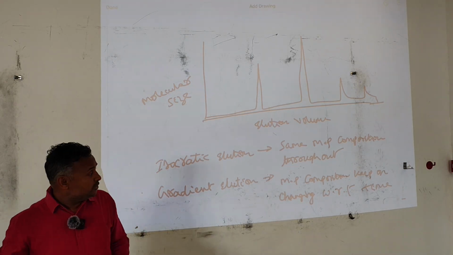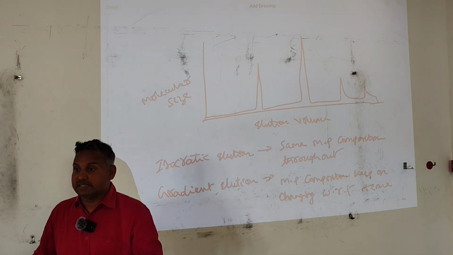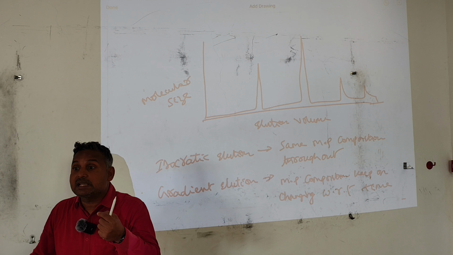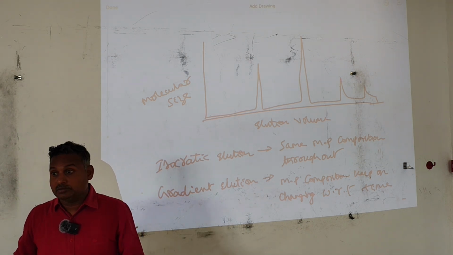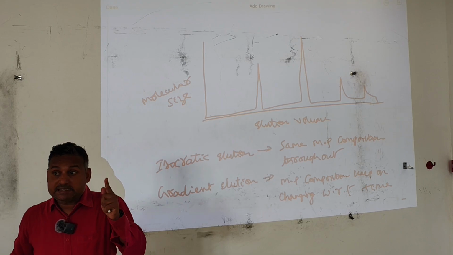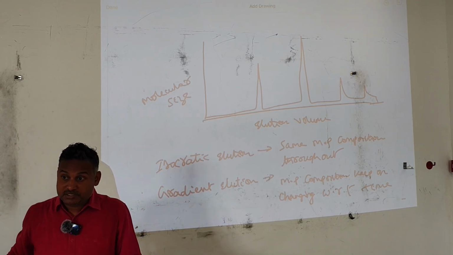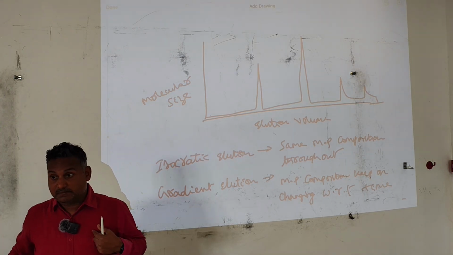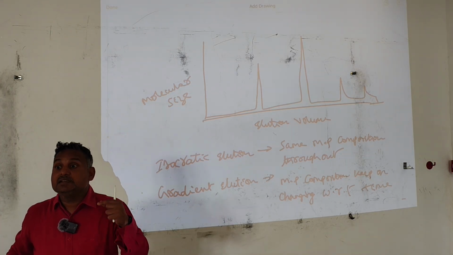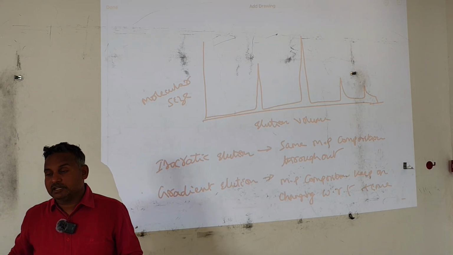Now I am coming to gradient elution. Gradient elution is a good facility. It is one of the facilities available with the instrument, and this is very good. In GC, temperature is the advantage for us. It is a great facility available in GC. In HPLC, this is gradient elution.